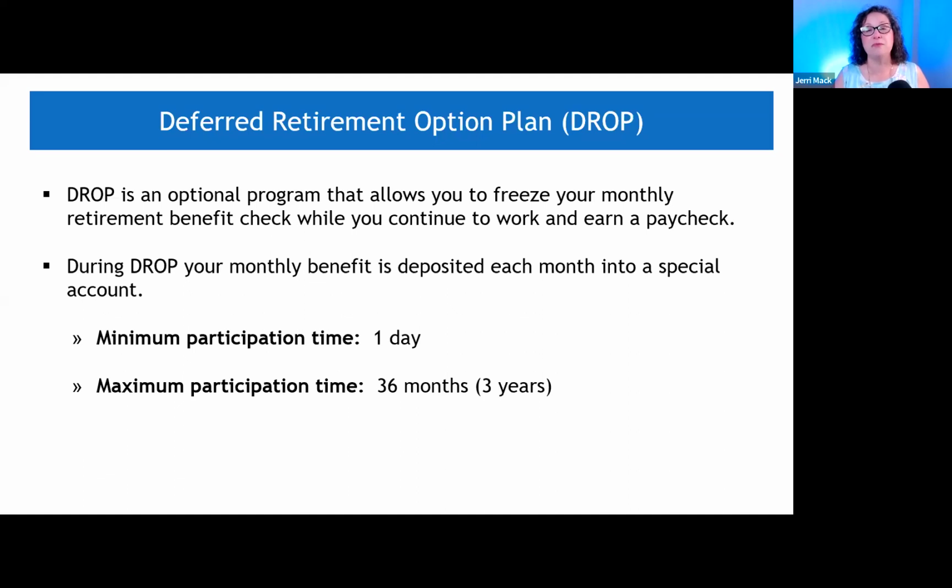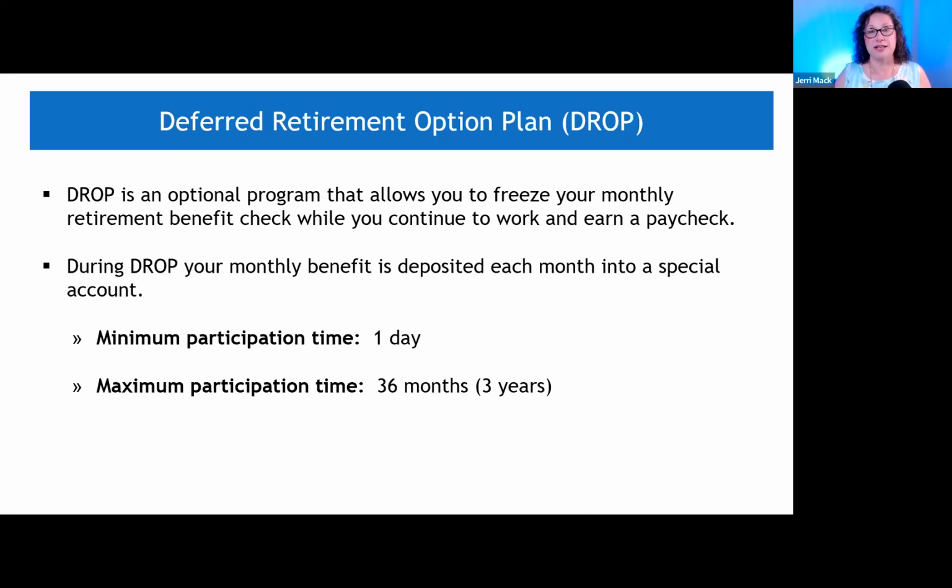During DROP, your monthly benefit, what would have been your retirement check, is deposited each month into a special account. So if you were to retire, and let's say your retirement check would be $2,000 a month, every month, 2, 4, 6, 8, 10. That's going to increase up to 3 years or 36 months of participation time. That's the maximum time to participate in DROP. That is not also the minimum. The minimum is just 1 day.